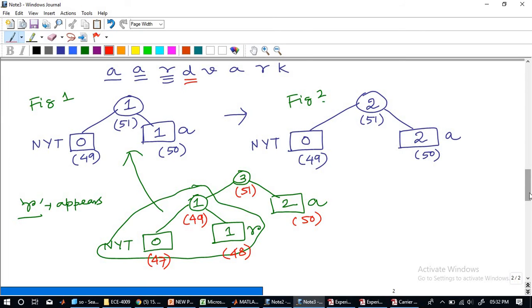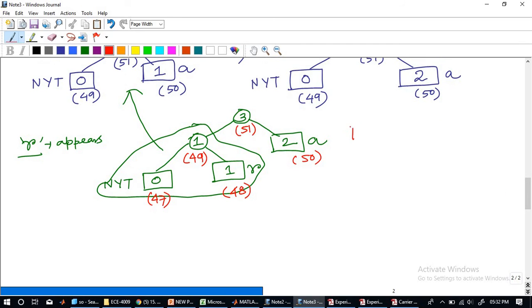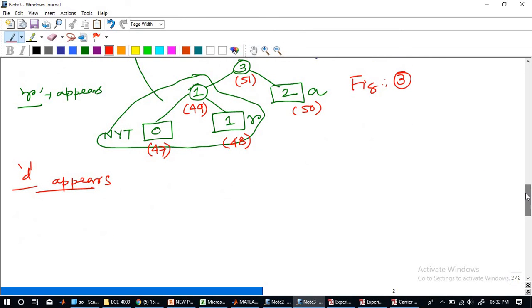Can anyone do it for me? We'll give this as figure 3 for reference. Now, what happens when D appears? Okay, so we have figure 3 now with us. In the same way, we check whether D has appeared before. D has appeared before? No. So I have to break or divide the NYT again into one external node and another new NYT.